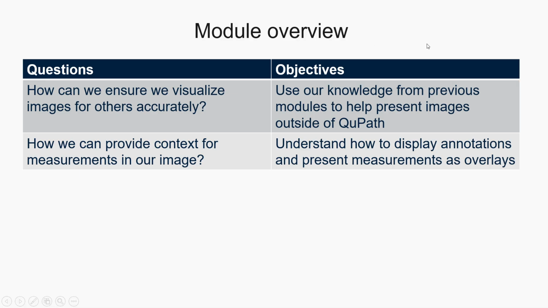As we conclude this module, let's revisit our objectives. We've discussed principles of quantitative image inspection, reviewed recommendations for presenting multiplex immunofluorescence data, and explored practical approaches for creating scientifically accurate image figures. These skills are essential because image analysis does not end once measurements are generated. Equally important is communicating those results clearly, accurately, and transparently.